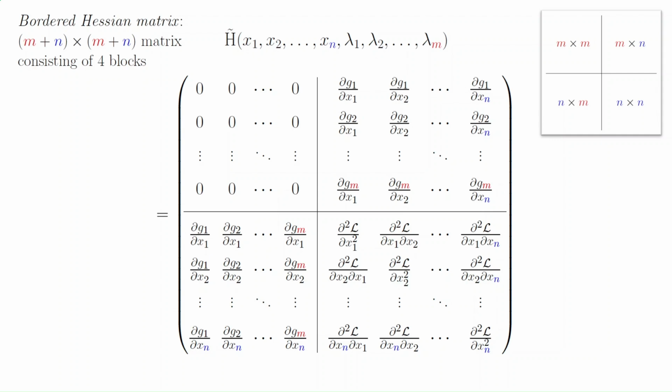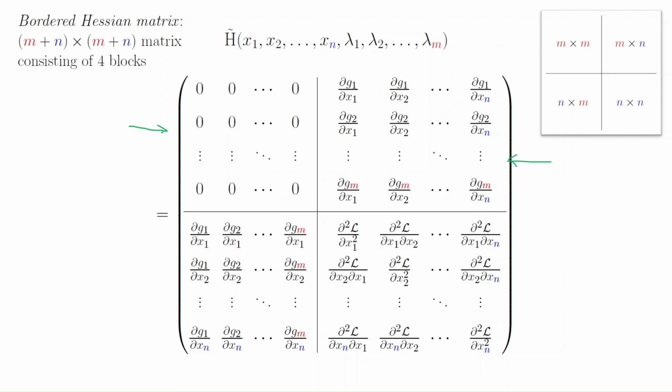In general, if the objective function has n variables and there are m constraints, the bordered Hessian matrix is an m plus n by m plus n matrix, and its entries may depend on all the original variables and all the Lagrange multipliers. Sometimes it can be helpful to think of the bordered Hessian as a matrix with 4 blocks. Top left, we will always have an m by m block of zeros.